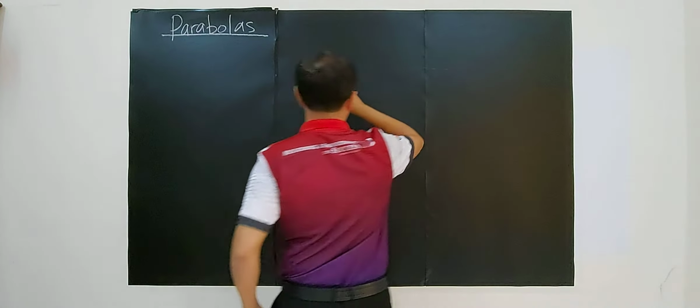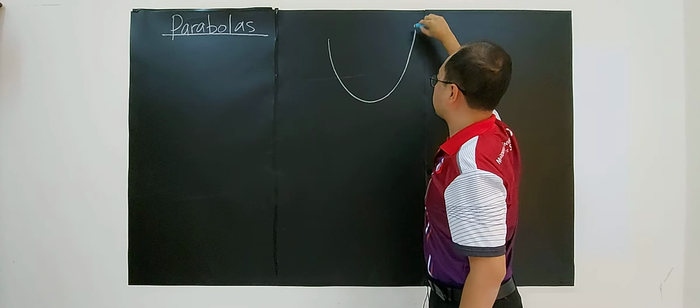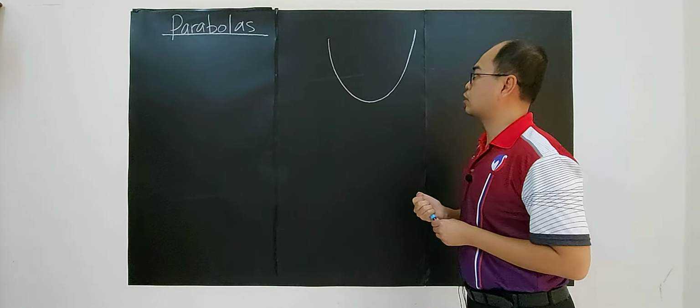In this video, I'm going to introduce another geometrical shape of the conics, which can be produced from a cone, which is a parabola. A parabola is actually a locus of a point. It's defined to be the locus of the point.